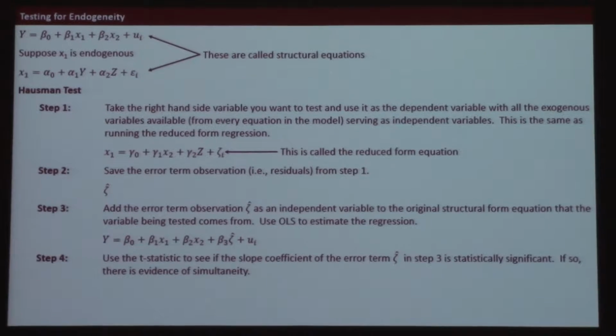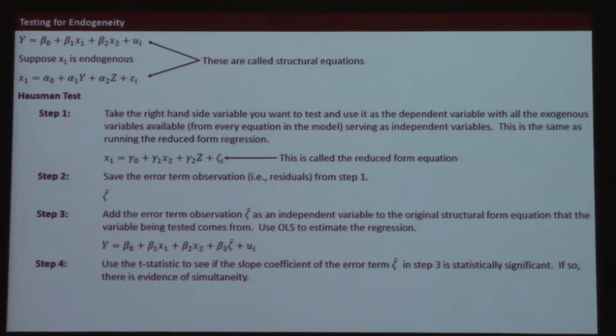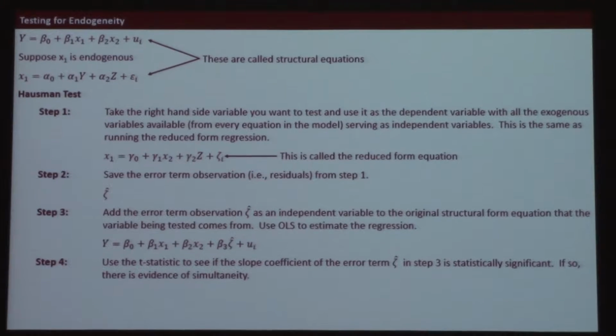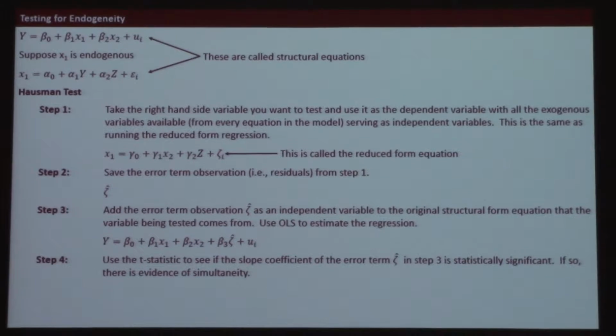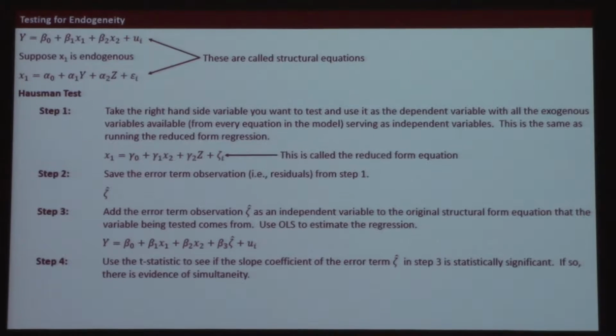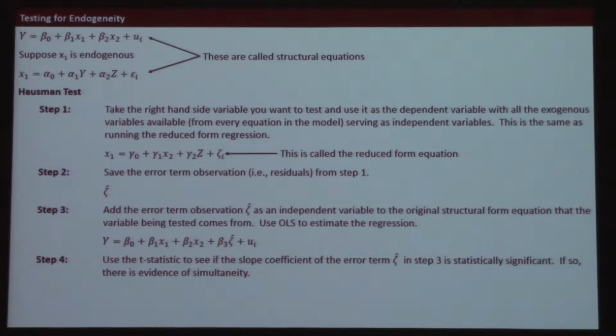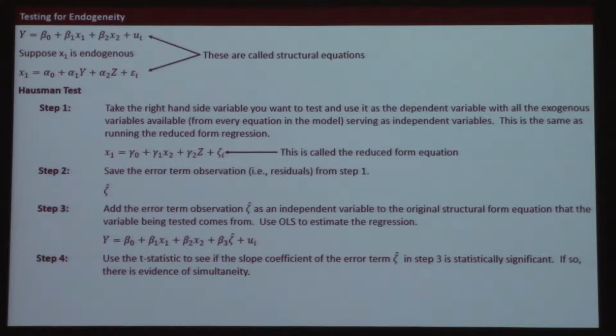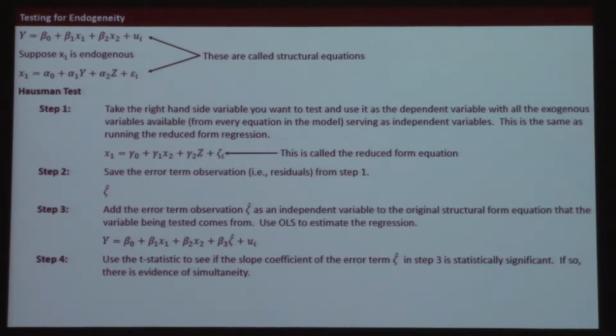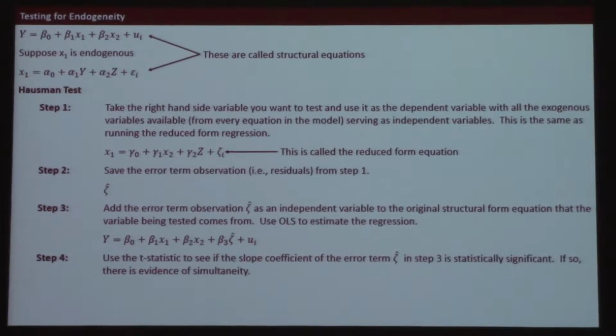And then do a t-test. If beta 3 is statistically significant, then we have endogeneity, or at least there's evidence of endogeneity or simultaneity. If it's not statistically significant, then we don't have endogeneity.